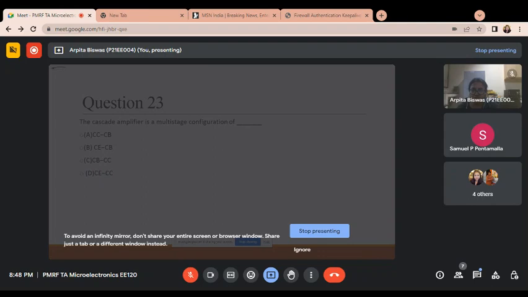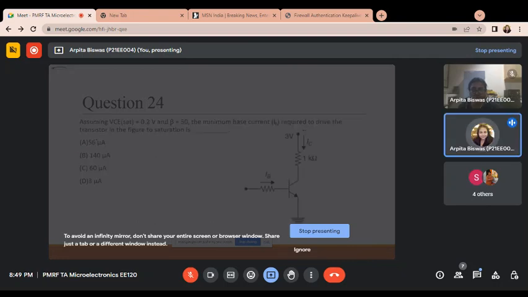The question number 23. The cascade amplifier is a multi-stage configuration of CC, CB, CE, CB or CB, CC or common emitter, common collector. Option D, common emitter, common base. Yes, the right option is common emitter and common base.